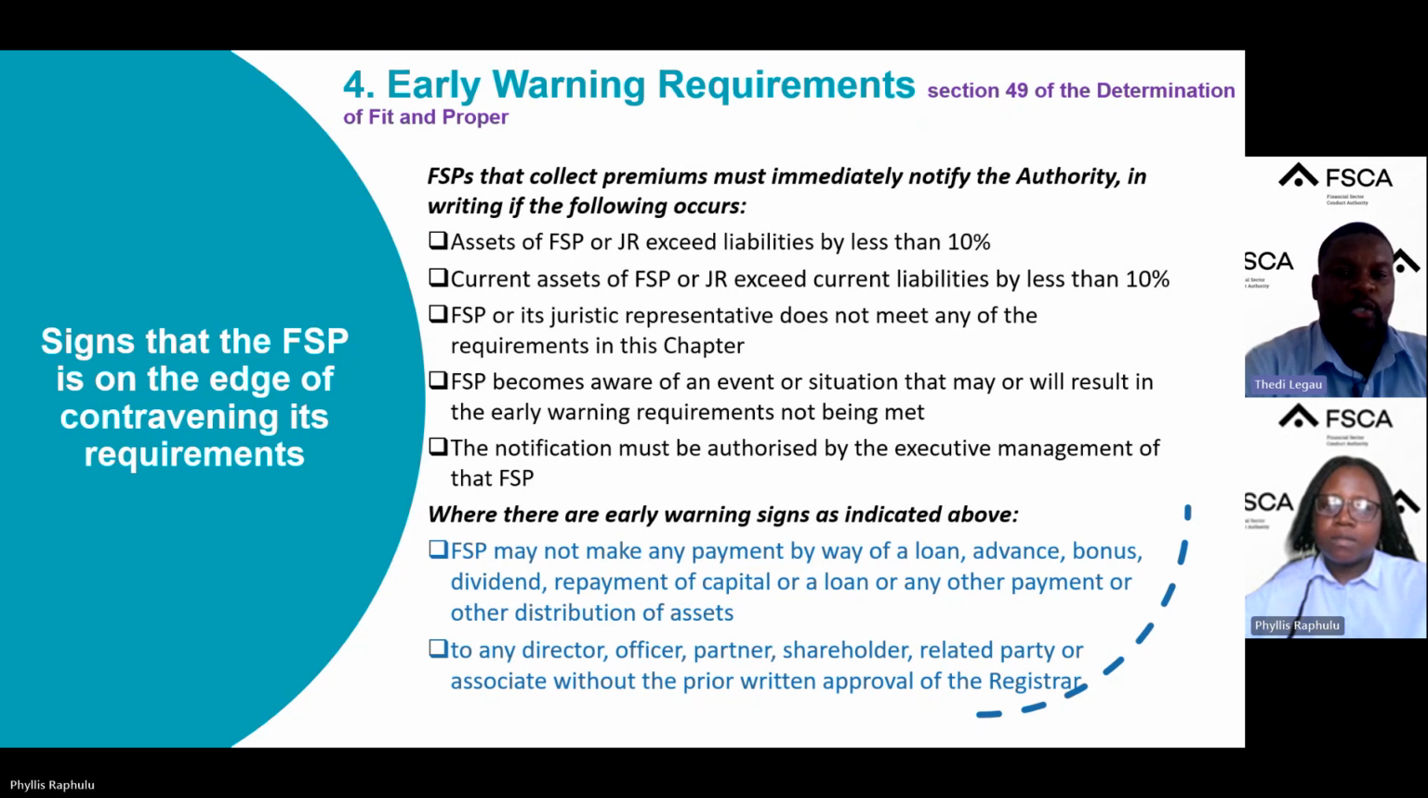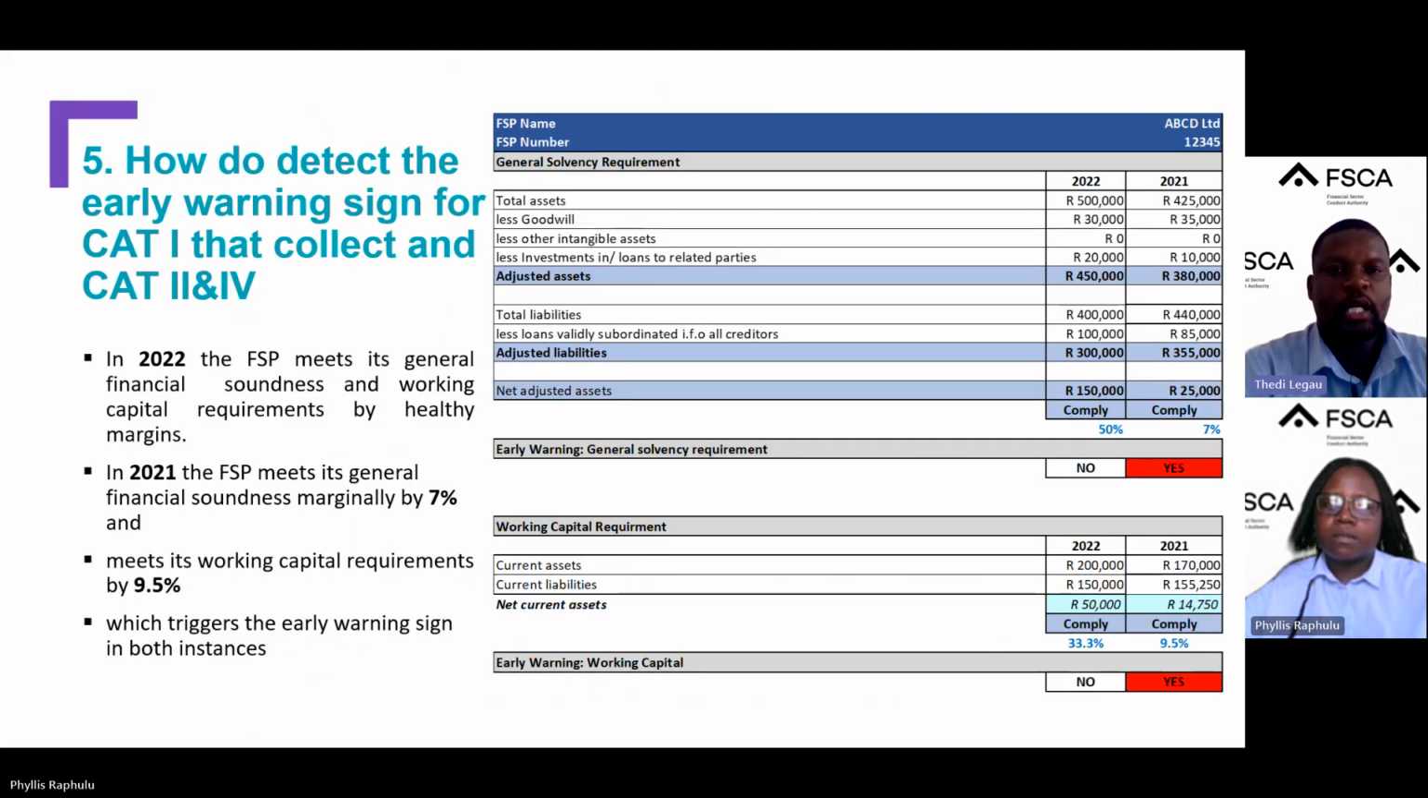However, when the early warnings have been triggered, the FSP should not make payment by way of a loan, advances, or bonus, or dividend payments, or repayments of capital, or distribution of assets to any director, officer, partner, shareholder, or related party without written prior approval from the registrar, meaning that the FSP would need to engage with the FSCA regarding its intention to make any aforementioned payments. My colleague will be taking us through the examples as to how we go about making such calculations.